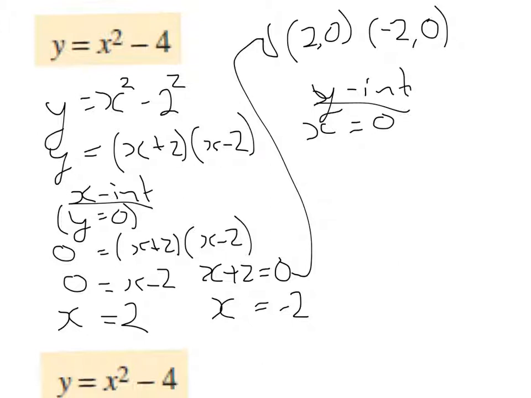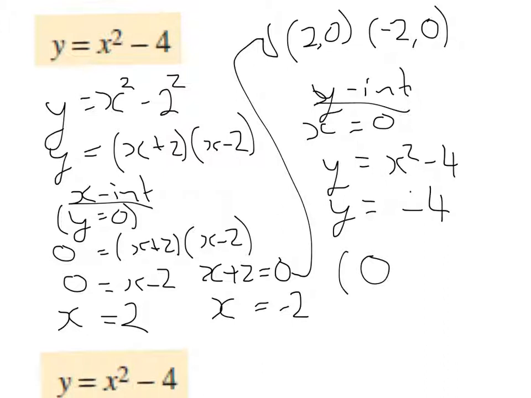And this is pretty easy to do. I get my first equation, because it's easier to do for the first equation. Y is equal to x squared minus 4. If I substitute in x is 0, I get y is equal to just minus 4. So I have my second point, 0, minus 4.